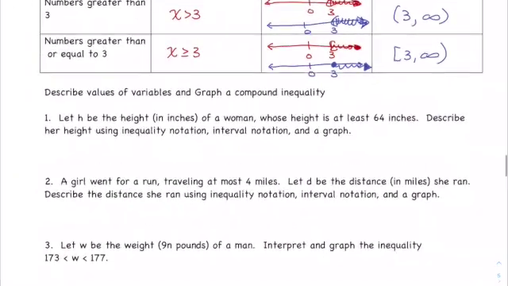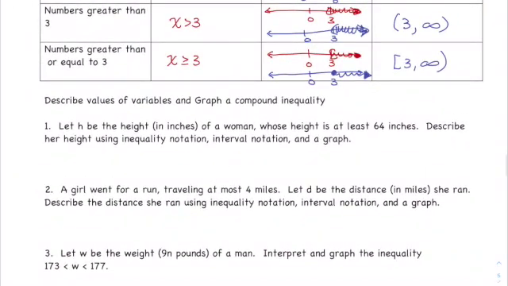Going on to the next thing, you have describe values of variables and graph a compound inequality. Compound inequality means you have more than one symbol in one thing altogether. So let's try a couple. Number 1: let h be the height in inches of a woman whose height is at least 64 inches. Describe her height using inequality notation, interval notation, and a graph.